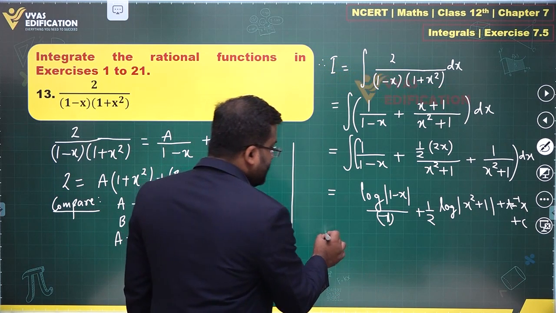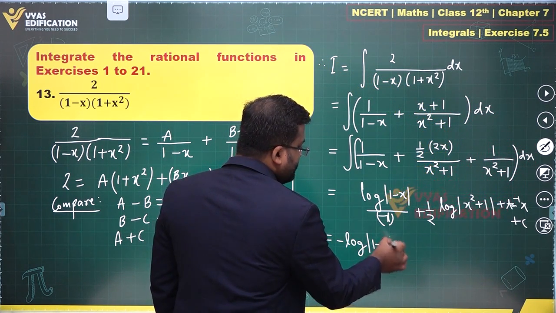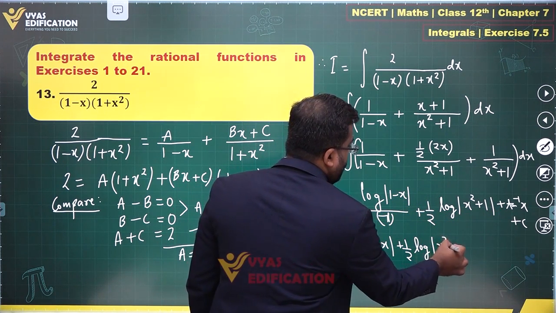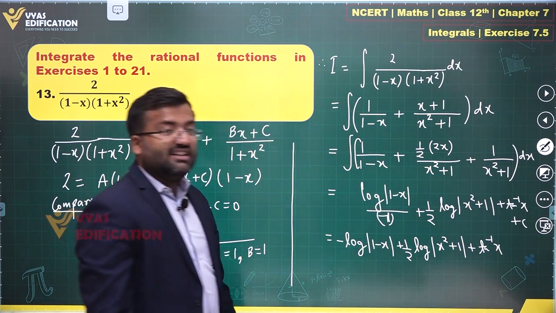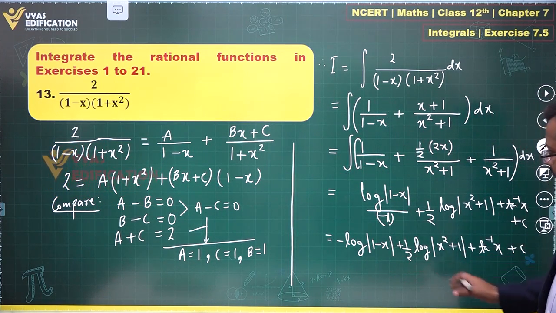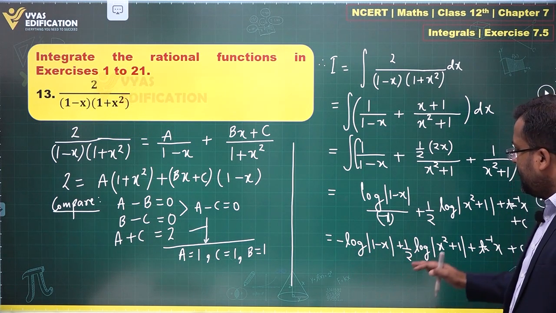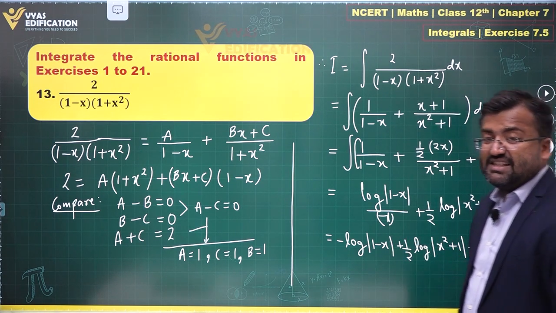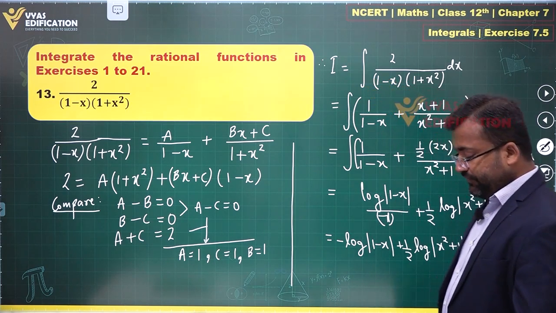Yes. This whole thing simplifies to minus log modulus (1 minus x) plus 1 by 2 log modulus (x square plus 1) plus tan inverse x, right? These are the terms, and there will be a constant of integration over here, right? This is what you'll have. Minus log modulus of 1 minus x, this could be written as modulus x minus 1 as well, plus half log modulus x square plus 1 plus tan inverse x plus constant. That's the answer for this particular question, as you can see over here, right?